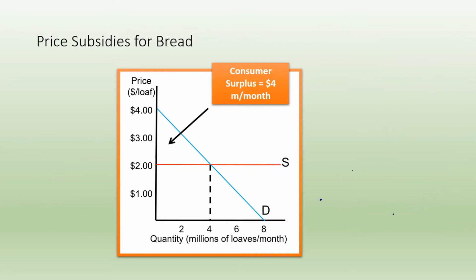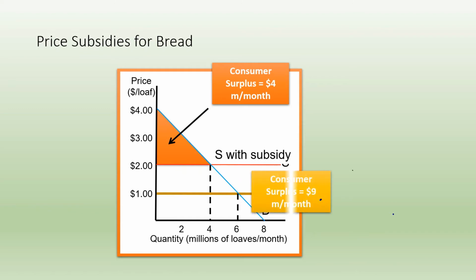You have just analyzed how consumer surplus increases from $4 million per month to $9 million per month because of the subsidy of $1 in the bread market. What the government is doing is purchasing bread at a price of $2 and then selling it at a price of $1. So for each loaf of bread, the government is losing $1.